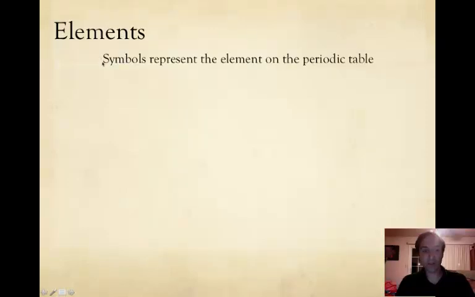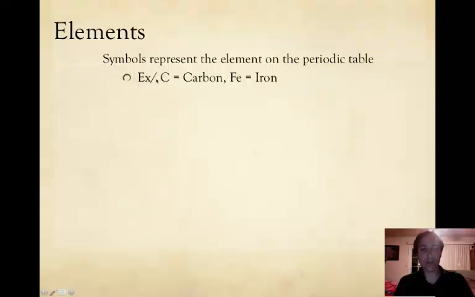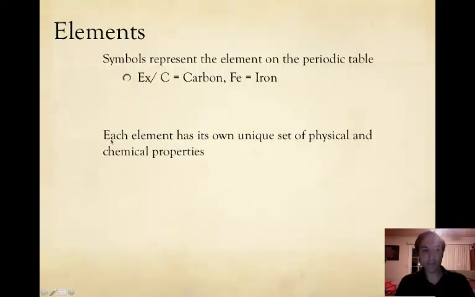Let's talk specifically about elements. Elements, first of all, are represented by symbols on the periodic table. So for instance, carbon is represented with a C. Iron is represented with an Fe. Now there's going to be some elements that you're going to need to know. We'll go over those soon. I'll let you know. It'll be alright.